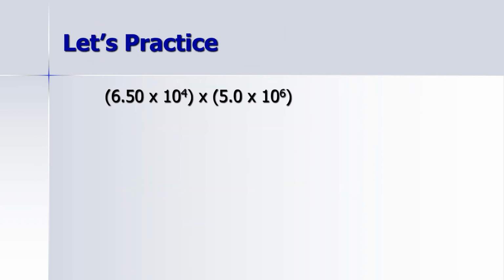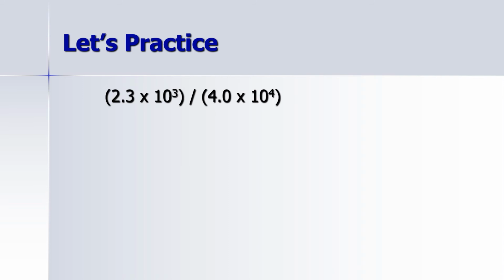Here we have a multiplication problem. As we said, whenever we have two scientific notations that are multiplying with each other, first thing that we do is we multiply the coefficient. So 6.50 times 5.0 gives us 32.5. And then we just add the exponent. So 4 plus 6 gives us times 10 to the power of 10.